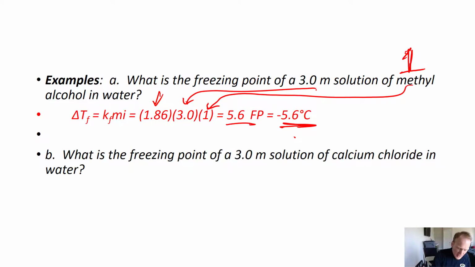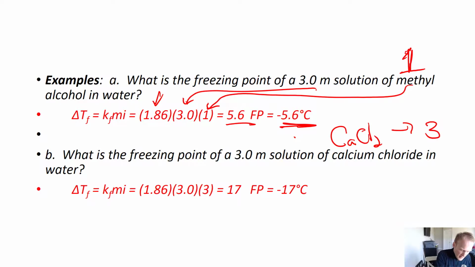Another example, now we're talking calcium chloride. You need to know the formula here. Calcium chloride is CaCl2. That will dissociate into 1 calcium, 2 chlorines, which is 3 particles. The Kf is 1.86, the molal solution is 3, and the number of particles is 3. That means this will change by a factor of 17. We subtract that from 0, and we get negative 17 degrees Celsius.